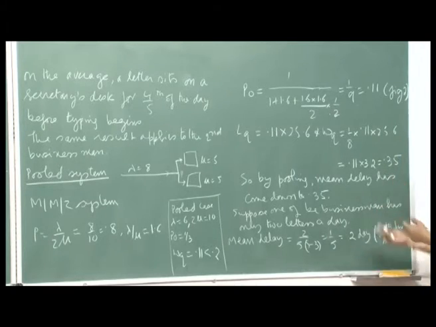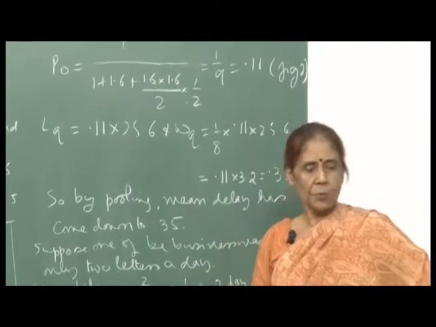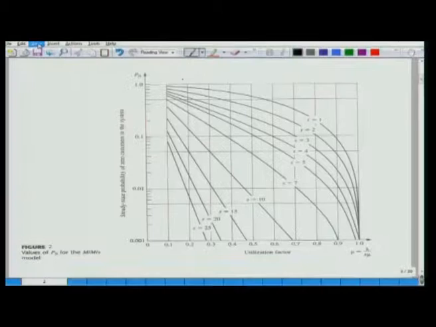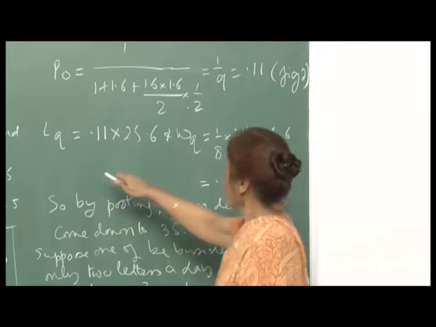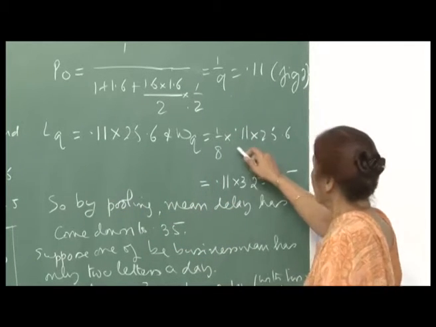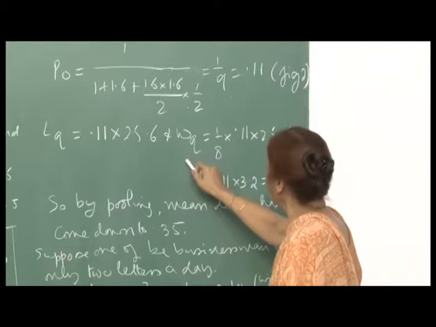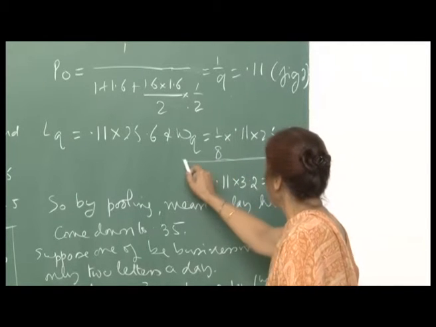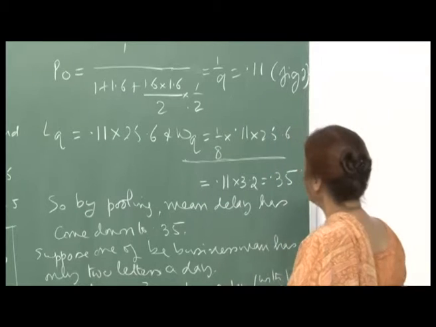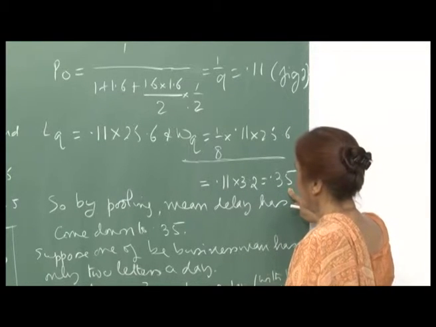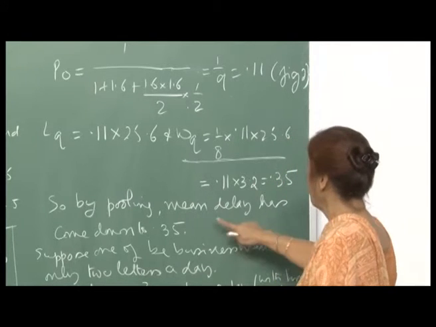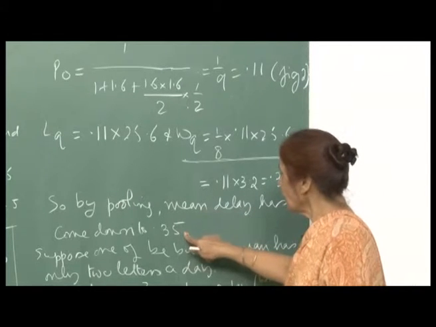So, for larger systems, if that graph is plotted, you can just look up the value for P naught without having to do the lengthy calculation. And therefore, your LQ would be found by the formula, and then by Little's formula we have WQ as this number, which is 0.35. So, by pooling the mean delay has come down to 0.35.